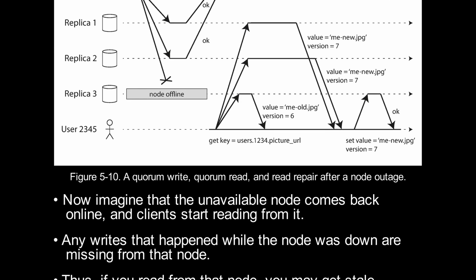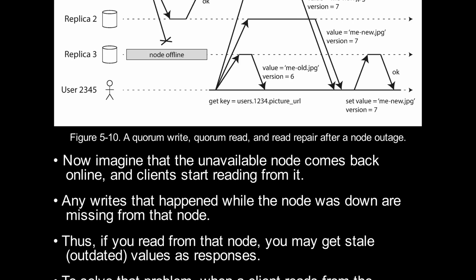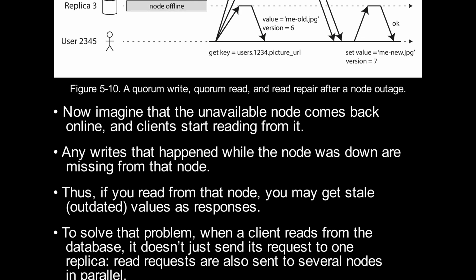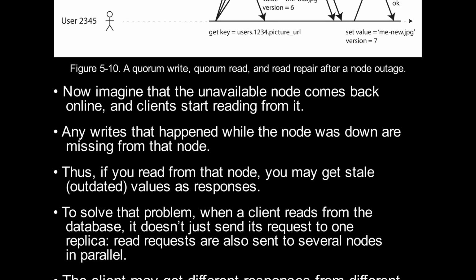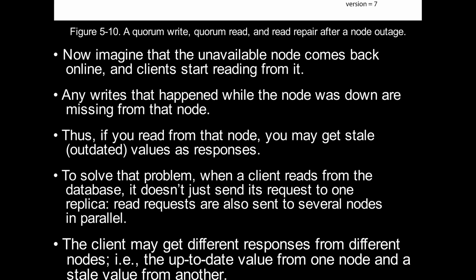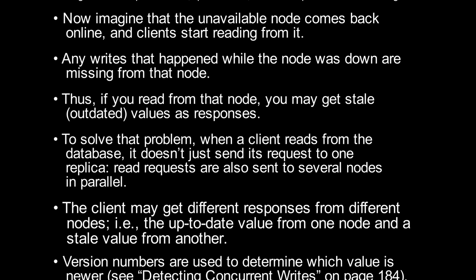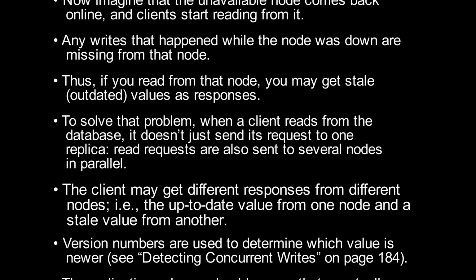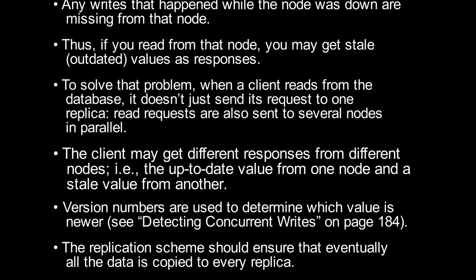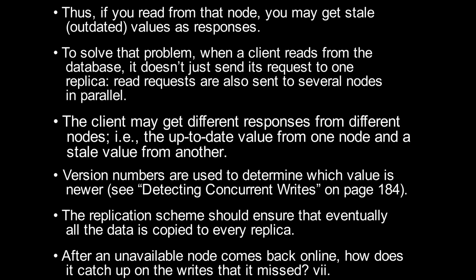Now imagine that the unavailable node comes back online, and clients start reading from it. Any writes that happened while the node was down are missing from that node. Thus, if you read from that node, you may get stale, outdated values as responses. To solve that problem, when a client reads from the database, it doesn't just send its request to one replica. Read requests are also sent to several nodes in parallel. The client may get different responses from different nodes, i.e. the up-to-date value from one node and a stale value from another. Version numbers are used to determine which value is newer. See detecting concurrent writes on page 184.